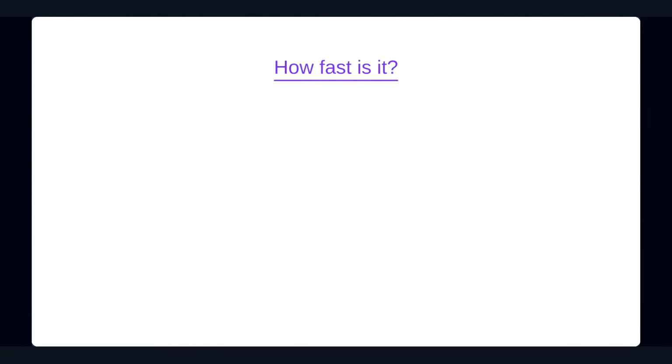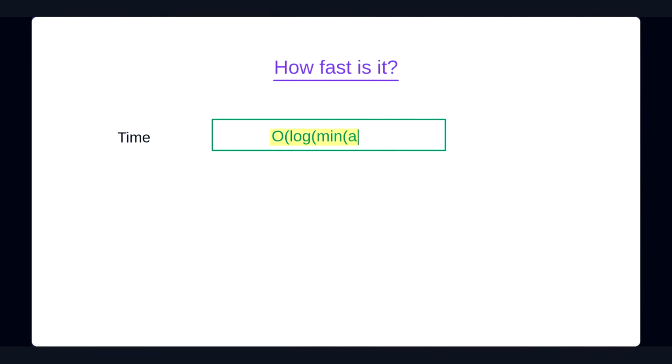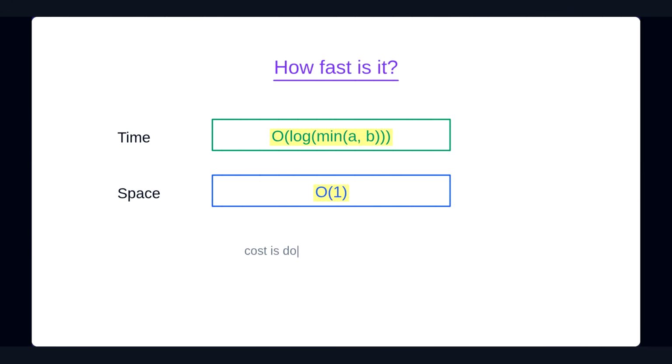Almost all the work is the greatest common divisor, which takes logarithmic time thanks to Euclid. The final multiply and divide are single steps, and we use only a few variables, so the space is constant.